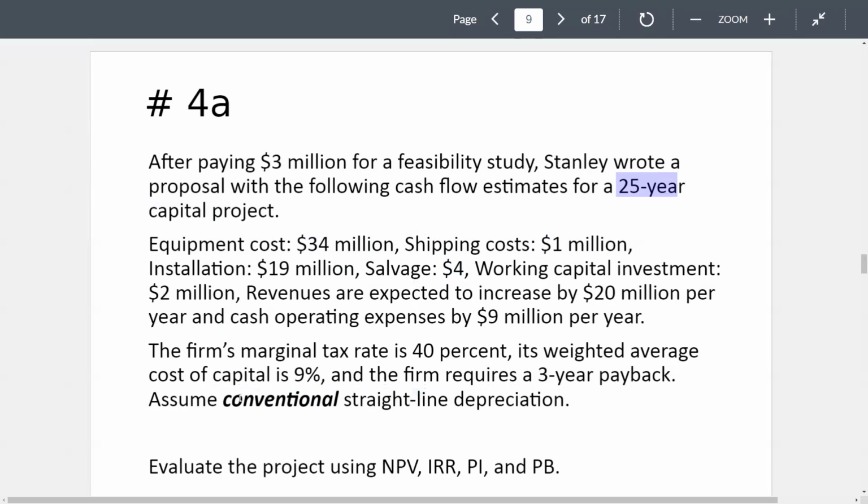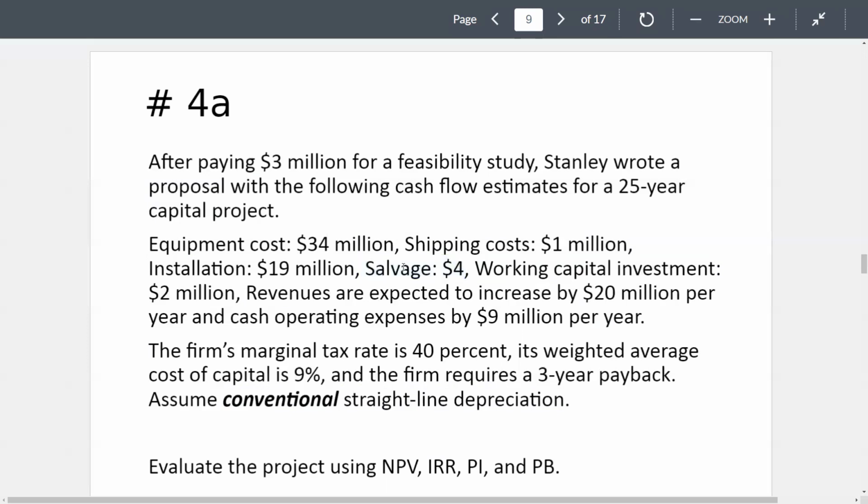If it was simplified straight line, then it would just be the cost of capital, which is this, this, this, this, divided by 25. You don't have to subtract the salvage, right? So conventional is different from simplified. Also, in the conventional, if it gives you the salvage value and doesn't give you the book value, then you have to know that the salvage and the book value are equal to each other.